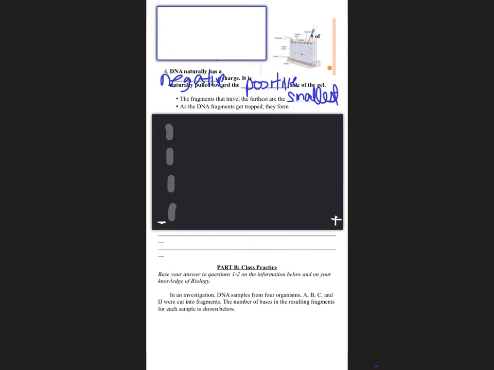Naturally, DNA has a negative charge. It is naturally pulled toward the positive side of the gel because opposites attract. The fragments that travel the farthest are the smallest. And as the DNA fragments are getting trapped, they form visible bands.